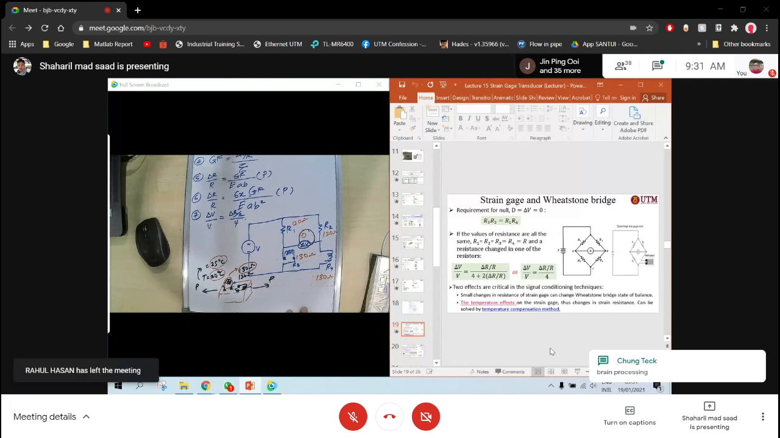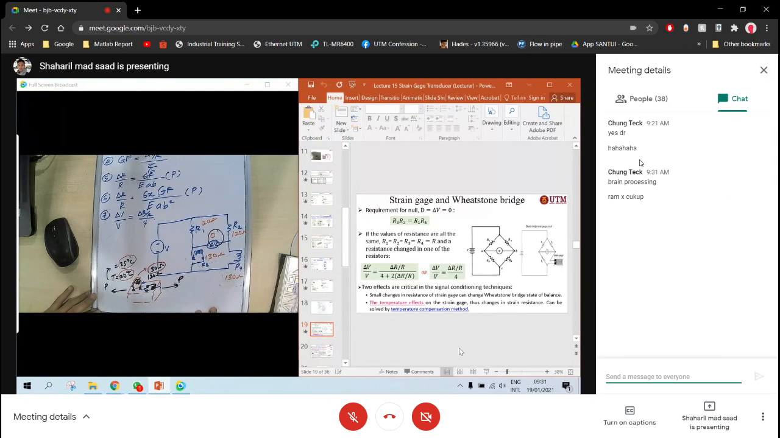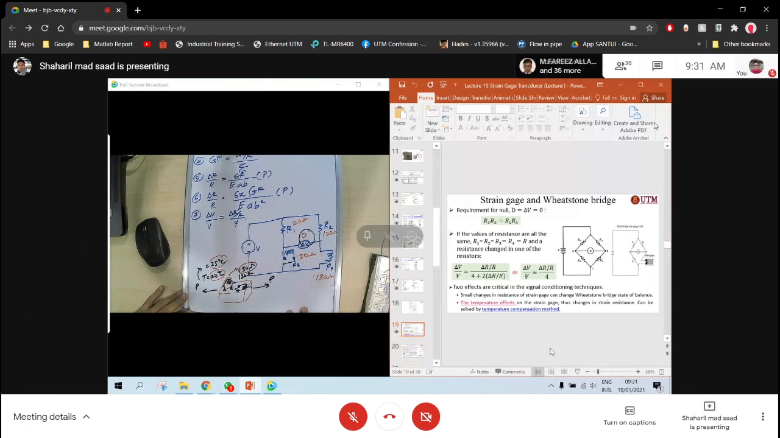Brain processing. Okay. What core do you use? Intel i7, i3. The RAM is not enough. Okay, that's why you need to upgrade your RAM and also your hard disk to an SSD.